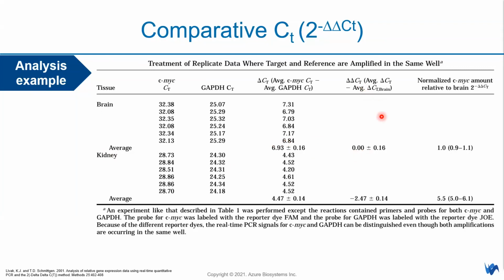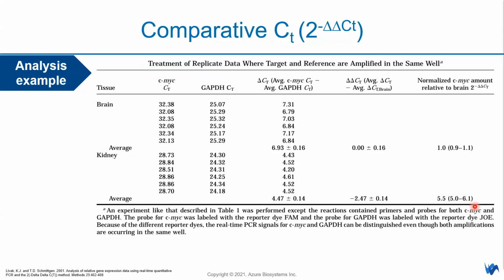How you calculate it is 4.47 minus 6.93. Now you get minus 2.24. Right. So how you get the normalized amount relative to the brain, which is a control sample, is you do 2 to the power of minus delta CT. So 2 to the power of minus 2.7, you get 5.5-fold. Okay, this is the relative quantification here.